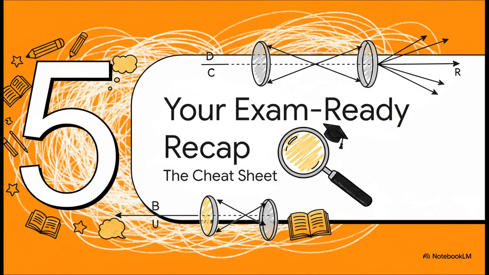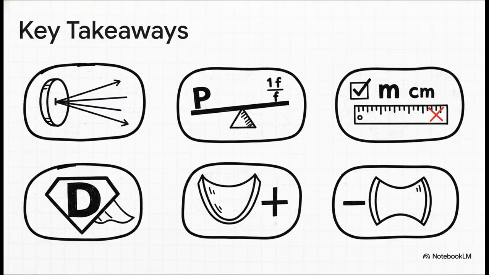Okay, let's do a super quick recap of everything we've learned. Think of this as your ultimate cheat sheet for the power of a lens, perfect for that last-minute revision right before your exam. So let's lock in these key takeaways. 1. Power is just how much a lens bends light. 2. The formula is super simple. P equals 1 over F. 3. This is the big one. Focal length must be in meters. 4. The unit is the diopter, or D. And finally, 5. Convex is positive, concave is negative. If you can remember these points, you are absolutely ready for your exam.